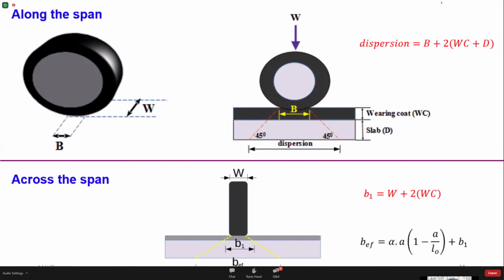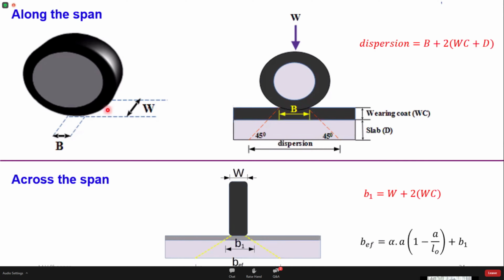So let's have a better understanding of what we understand by dispersion, because when we try to visualize dispersion, and when I say the load is going to get dispersed along the length and along the width, it sometimes becomes very confusing. So let's try to simplify this definition here.